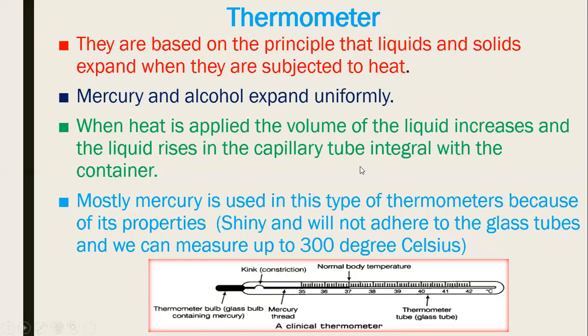The mercury volume increases uniformly with the applied heat. That is the main reason we are using mercury for the clinical thermometer. So the liquid used in the thermometer is mercury. That is an important point.